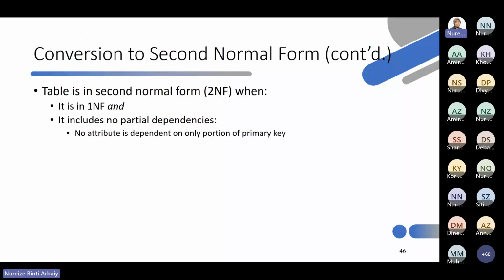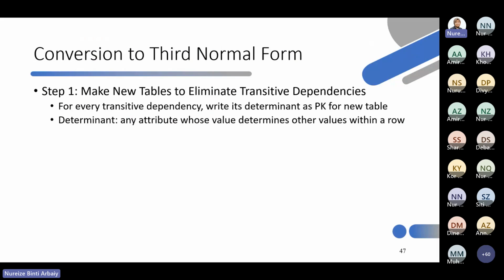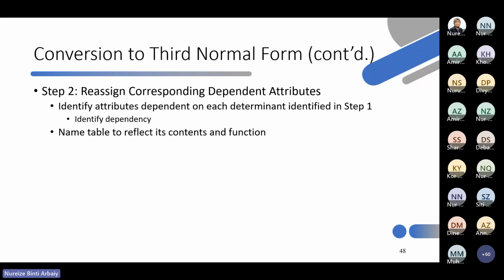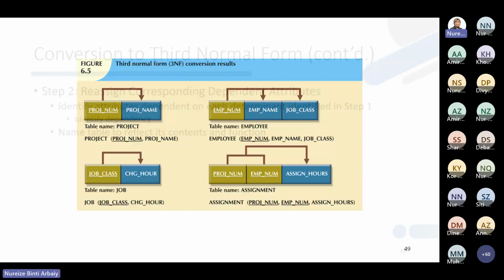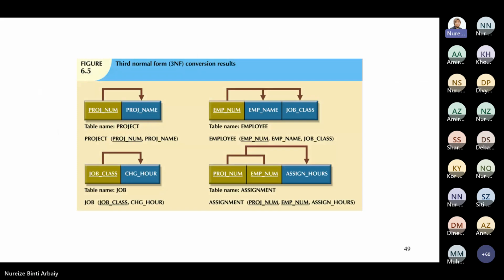Now is the conversion to the third normal form. Now make new tables to eliminate transitive dependency. So for every transitive dependency, write its determinant as a primary key for the new table. They assign the corresponding dependent attributes and name it. So this is the final result of the third normal form.